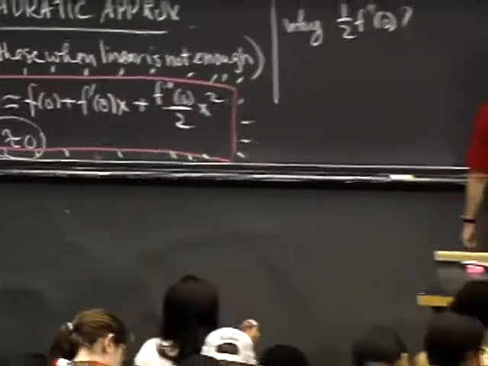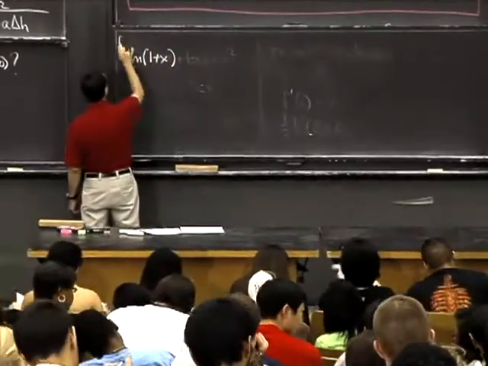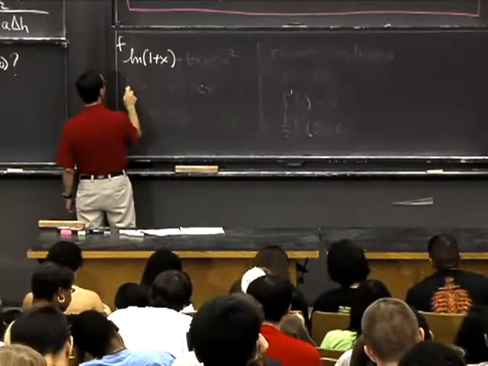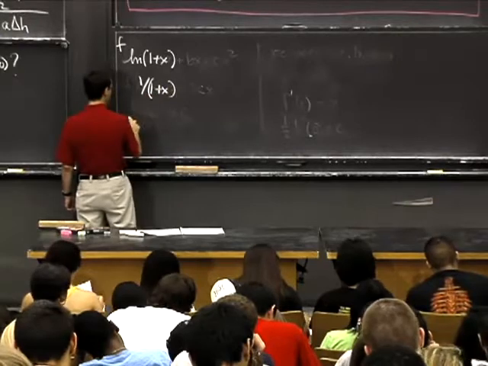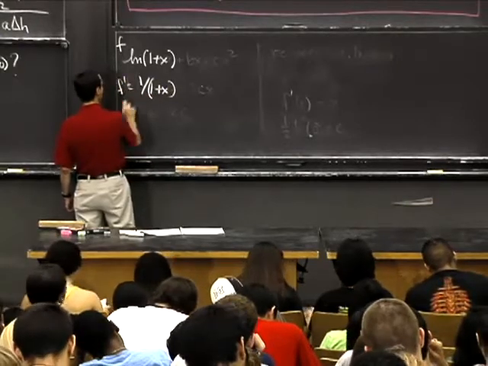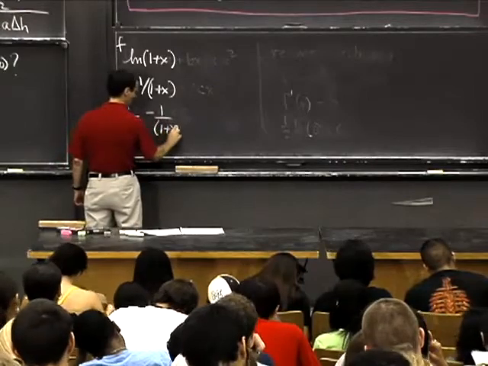So we'll start with the log function. This is the function f. And then f prime is 1 over 1 plus x. And f double prime, so this is f prime, this is f double prime, is minus 1 over (1 plus x) squared.